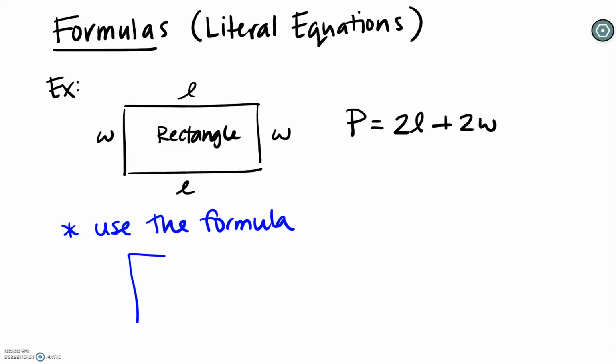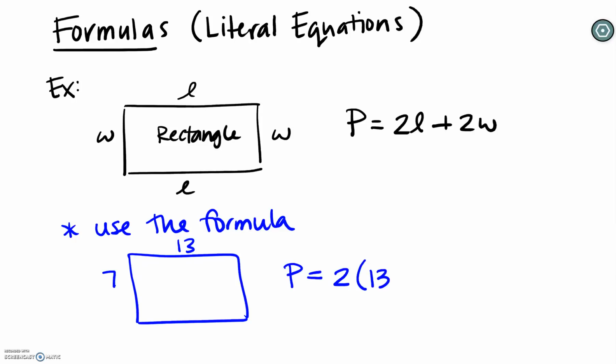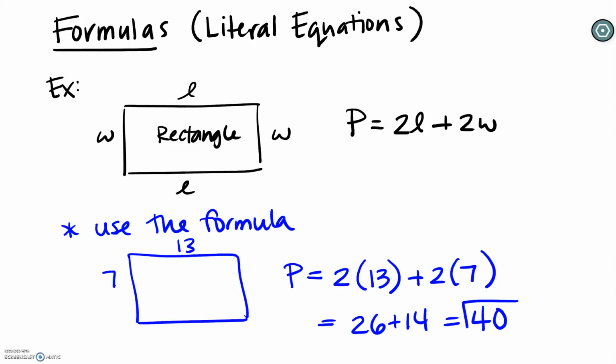So if we had a rectangle and we happen to know it was 7 by, say, 13, well, we could use this formula to figure out what the perimeter was. We could go ahead and plug in 2 times my length, which is 13, plus 2 times my width of 7. So 26 plus 14 is equal to 40. Right, so that's one way we could use these formulas.